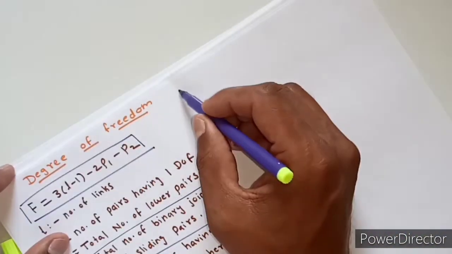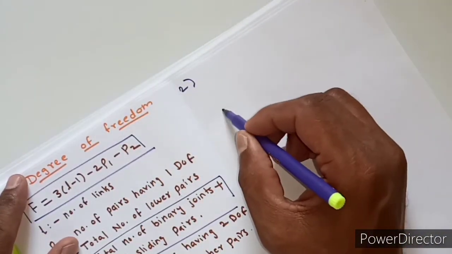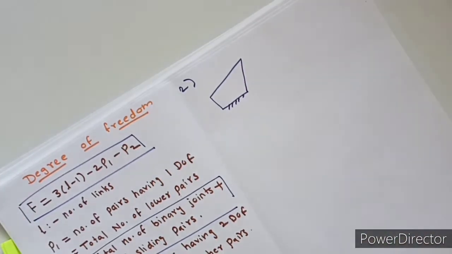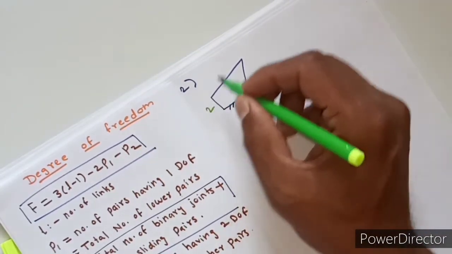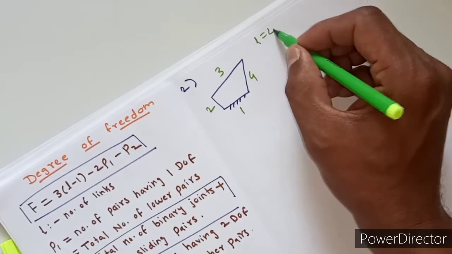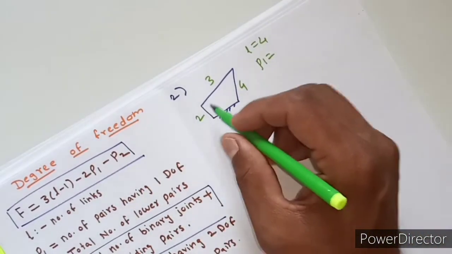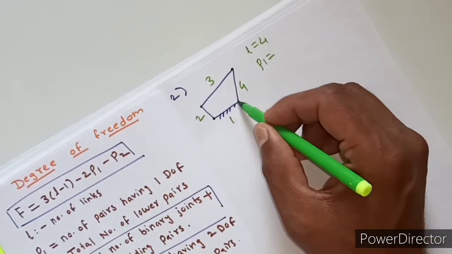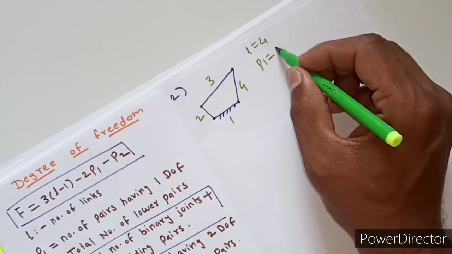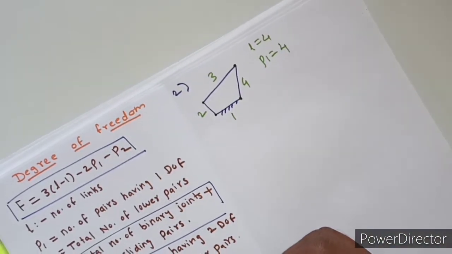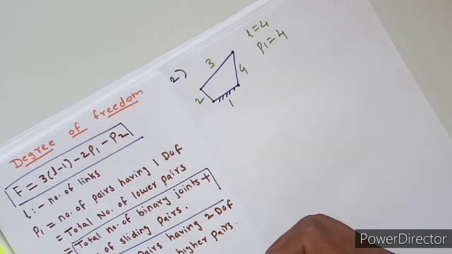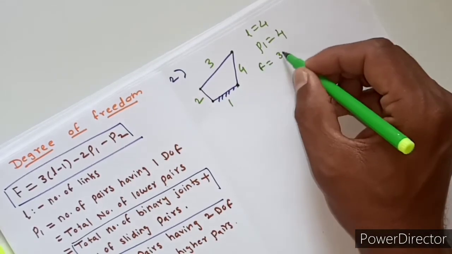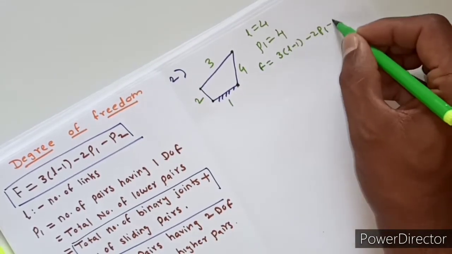Take example number 2, having 4 links. So we'll number the links. Link number 1, link number 2, 3 and 4. So L equals 4. Number of binary joints: 1, 2, 3 and 4. So the number of binary joints is 4. Just recall that a binary joint is a joint where two links are connected.